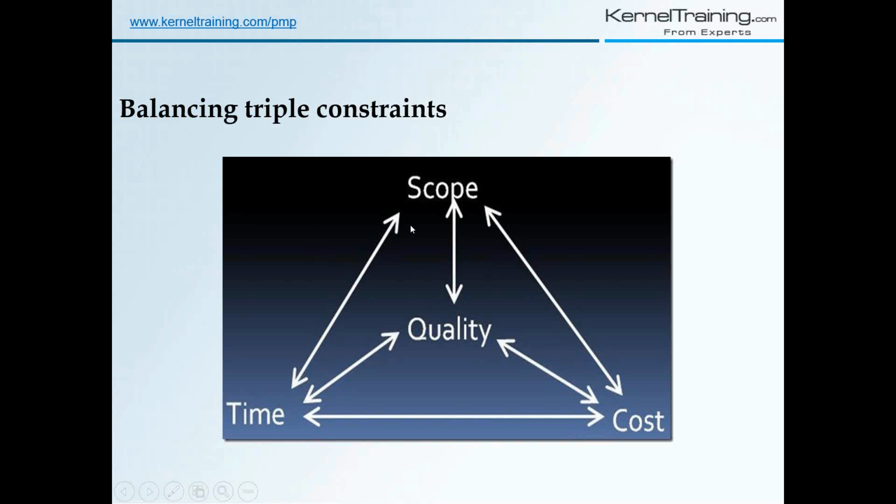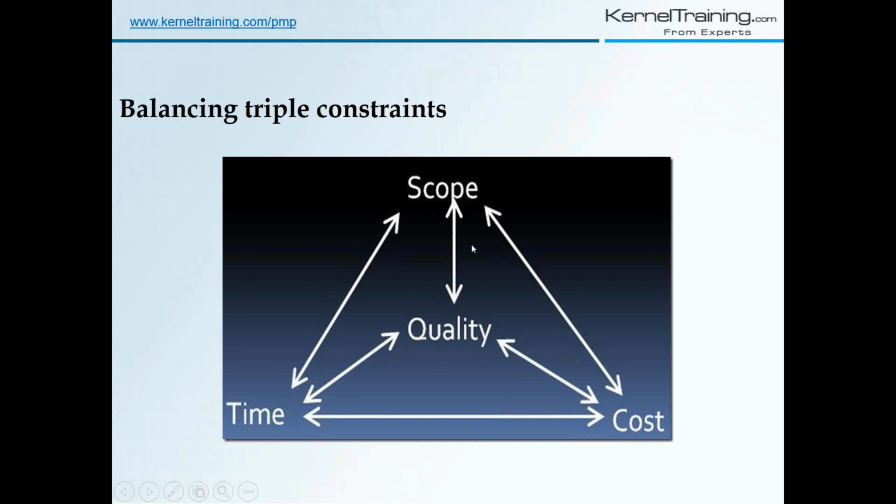Now, there are constraints. There are 6 constraints: scope, time, quality, cost, risk, and resources. But the triple constraints, as I mentioned before, are scope, time, and cost. Let me explain that. The triple constraints are basically scope, time, and cost, which are related. Any change in any of the constraints may affect the other constraints too. You need to understand that before moving ahead.